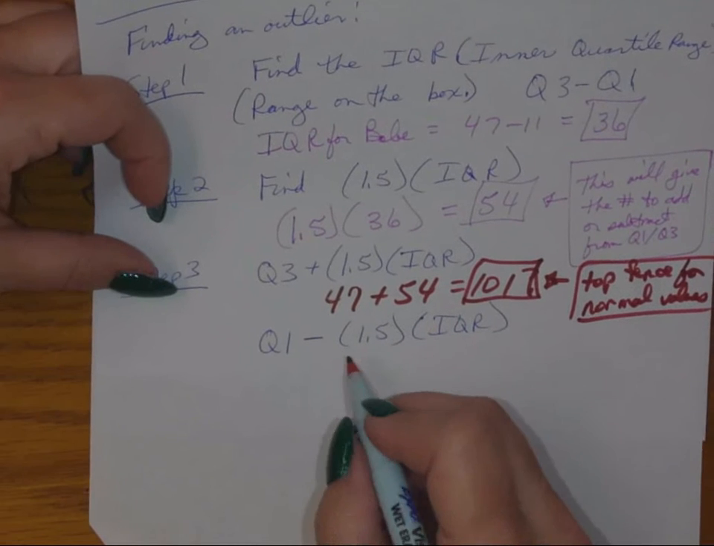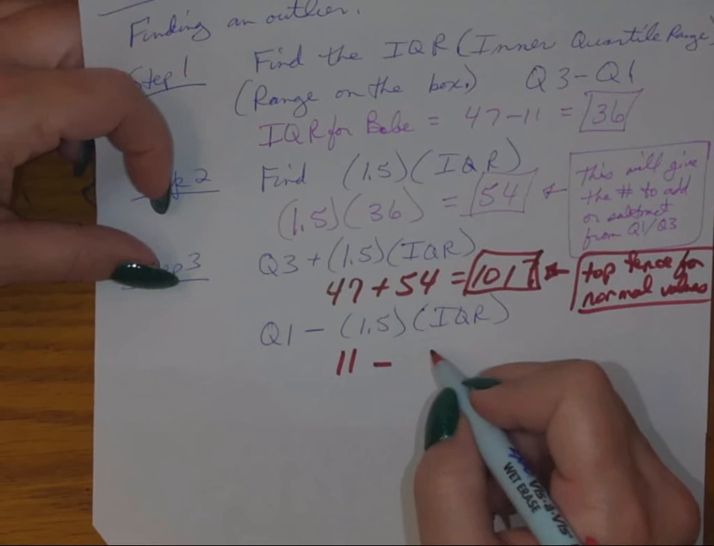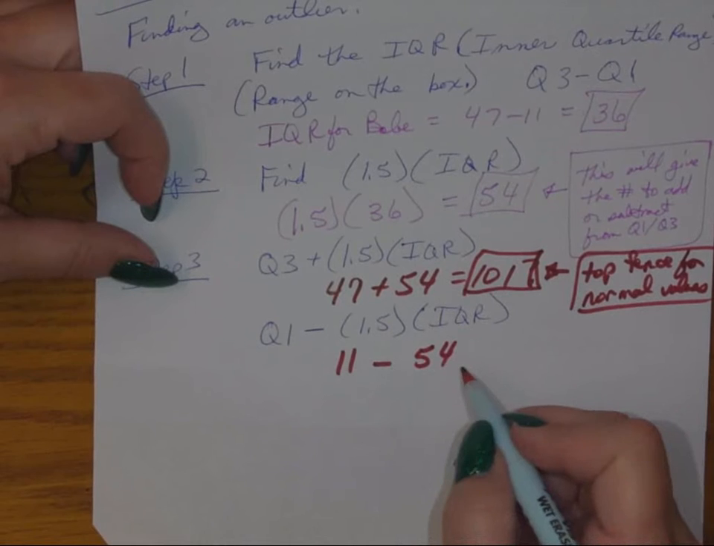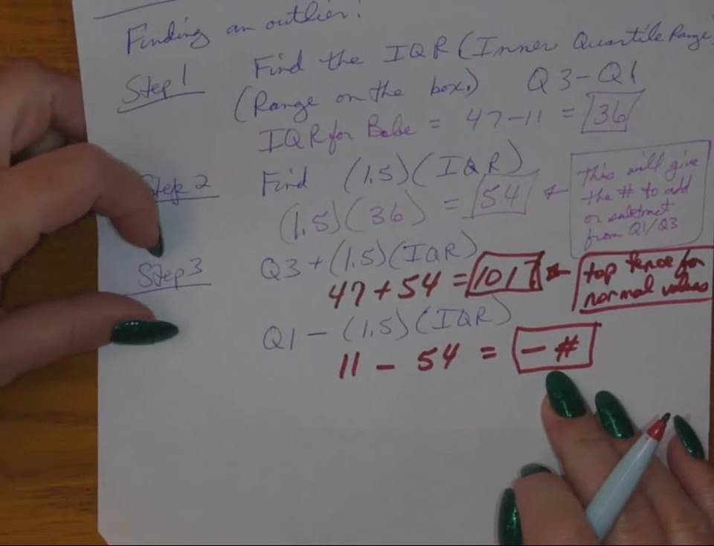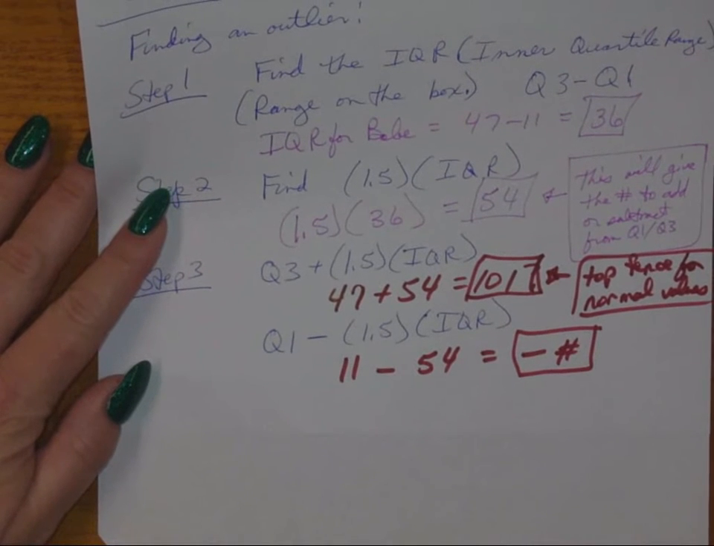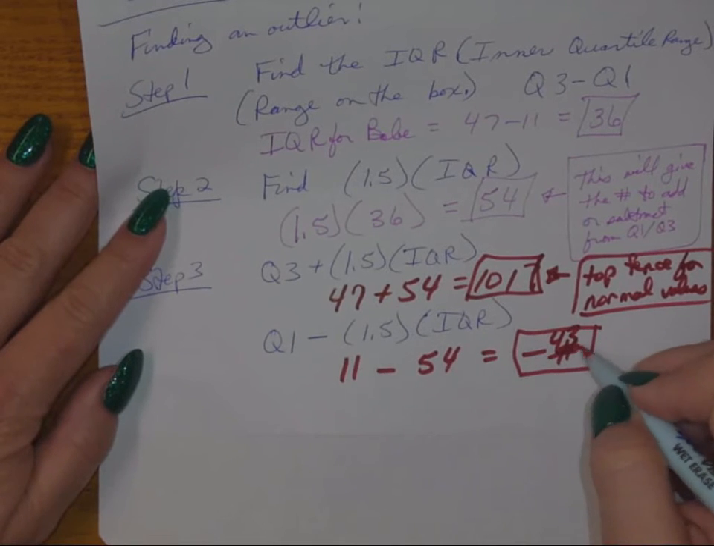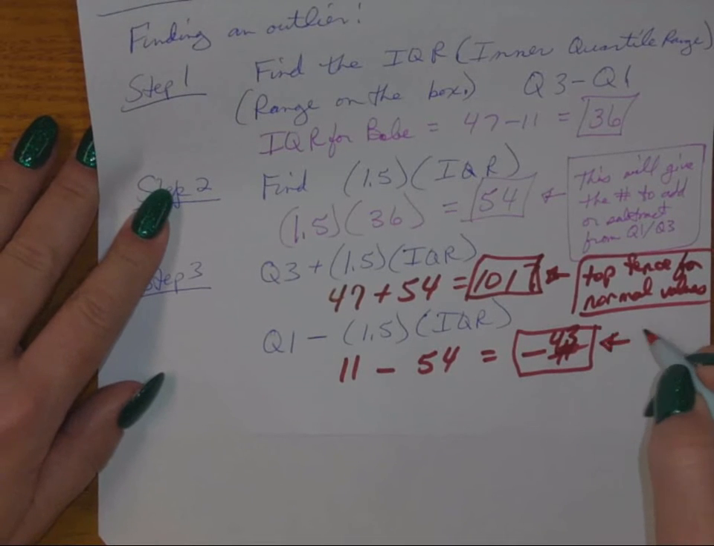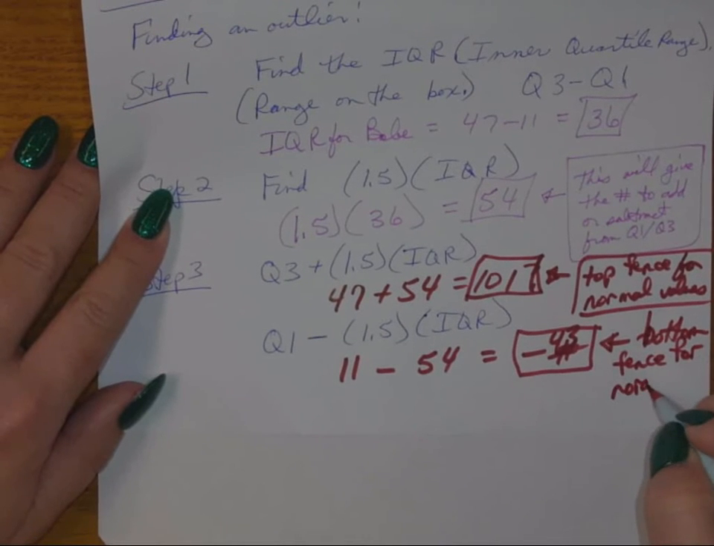Okay. And then the other one is Q1, which for Babe Ruth was 11, minus the IQR times 1.5, which is 54. Okay, and again, I don't know what that is, but that's a negative number, right? And it definitely is that negative 43. So it's definitely too small because the number of home runs has to be positive, right? So that's the bottom fence for normal values.